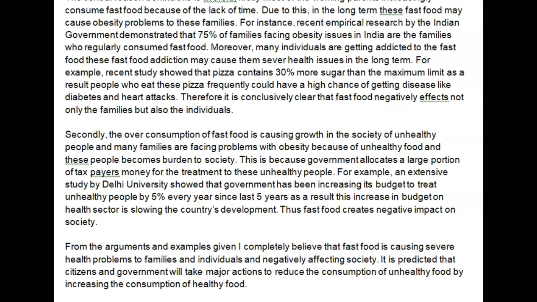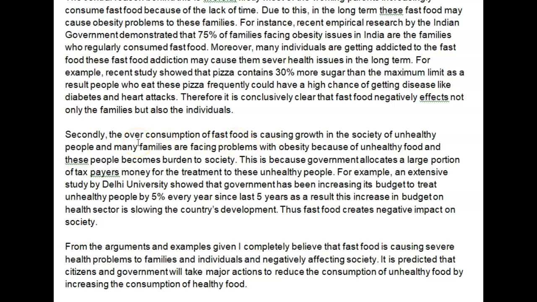Secondly, the overconsumption of fast food is causing growth in the society of unhealthy people, and many families are facing problems with obesity because of unhealthy food. And okay, what is going on with this sentence? It's way too long and it has lost coherence. So, secondly, the overconsumption of fast food is causing growth in the society of unhealthy people, full stop. Also, many families are facing problems with obesity. You already said that in the previous paragraph. Okay, so get rid of families. You already talked about them. Let's try it one more time.